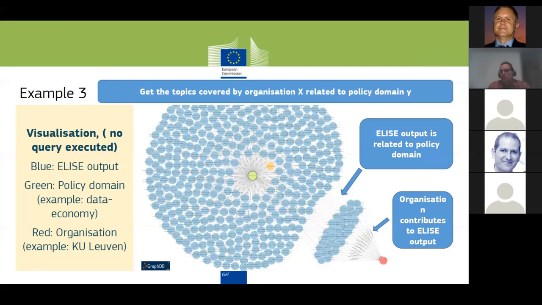Then on the bottom right, we have the organization, which in this case is KU Leuven. And we then also have all the outputs where KU Leuven was a contributor. And then you see that separate part of blue dots. That's exactly all the outputs that are linked both to KU Leuven and to the policy domain of data economy. So if you really run the query, that would be the set of outputs that would be in your list. But of course, this is a much nicer representation if you want to have an overview of, for example, what is related to the total number of outputs linked to that policy domain. So this is a very nice way to give such views.